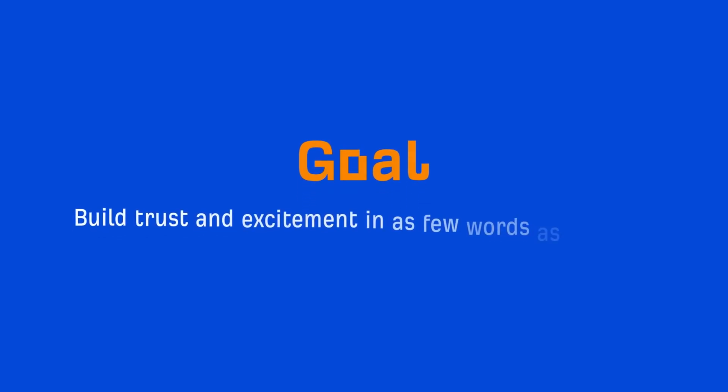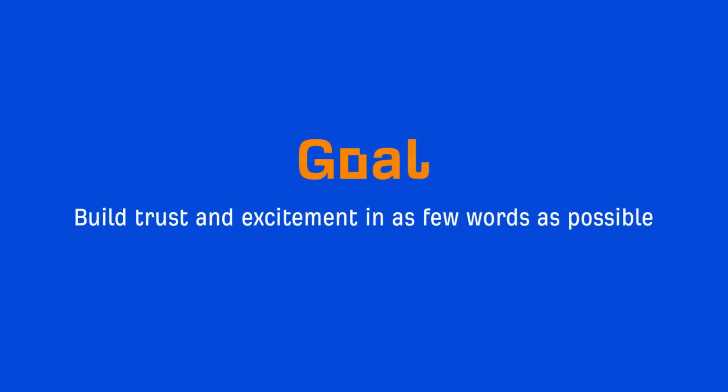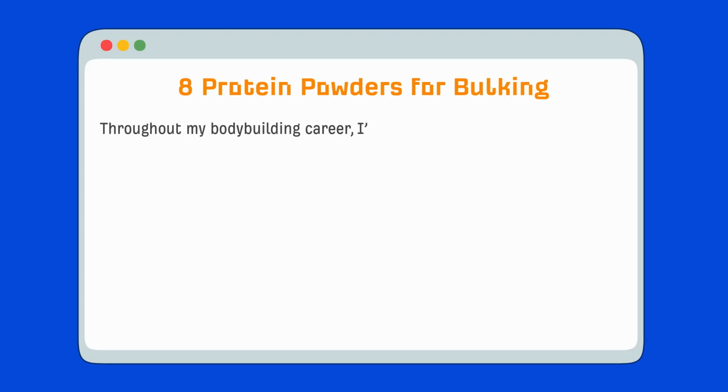Introductions in listicles often get overlooked because people come for the list and not the intro. So your goal should be to build trust and excitement in as few words as possible. For example, if you're doing a product roundup on 8 protein powders for bulking, then you might say, throughout my bodybuilding career, I've tried and tested 8 different protein powders.